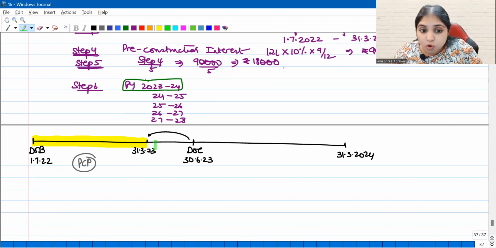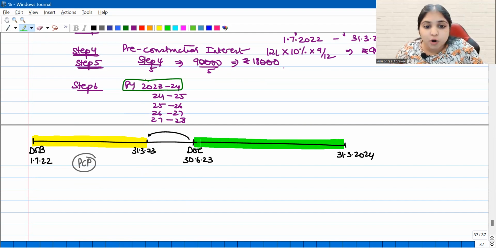All right, now what about this interest? What about interest for this period? This period which I've shaded over here is after the construction got completed. So after the construction got completed, this period is definitely going to go under current year interest, guys. No doubt, 30th June onwards, it's not pre-construction interest, it is current year interest.